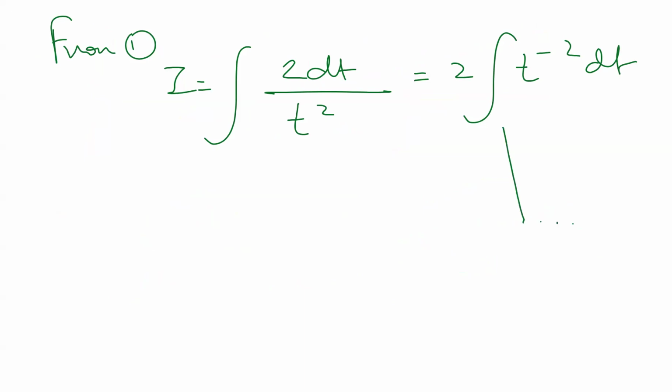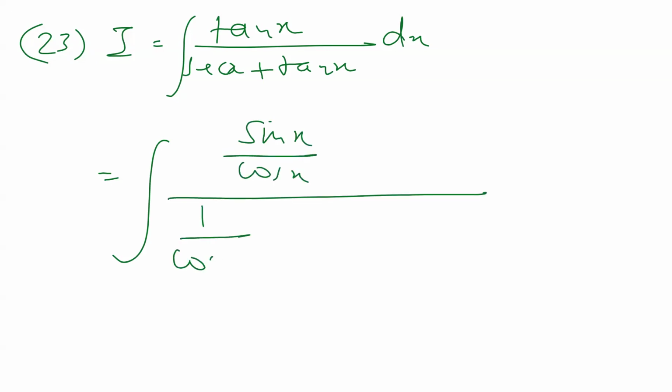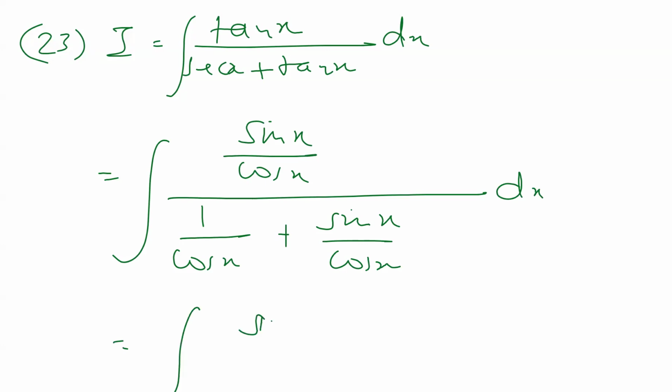Let's go to question number 23. Integration of tan x upon sec x plus tan x dx. Convert everything into sin and cos. Sin x upon cos x, 1 upon cos x, sin x upon cos x. So down you can take LCM. So cos terms will get cancelled, and this will be sin x upon 1 plus sin x dx.